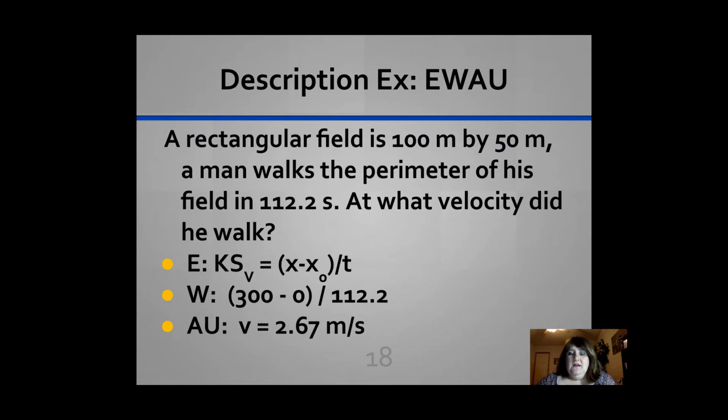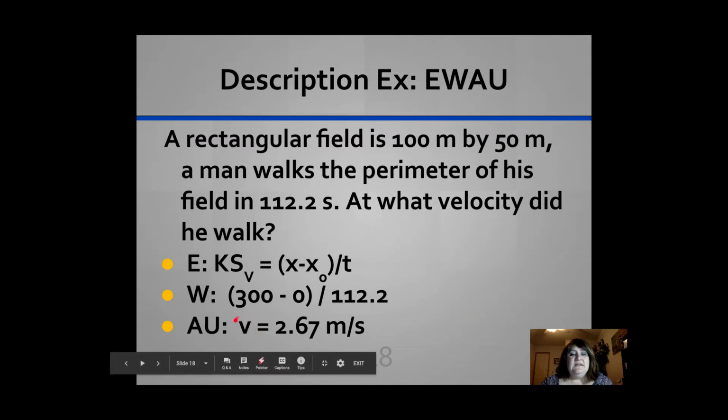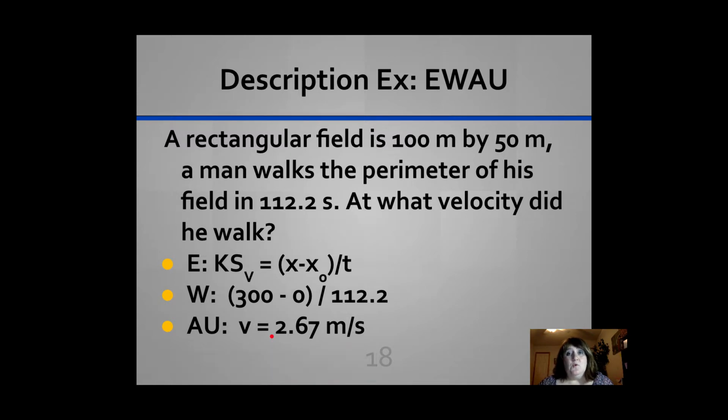So the first thing we had was a written problem, so we did a TUV chart. Then we actually get to solve the problem using our rewrite of kinematic simple for velocity, and we will do those today. Okay, substituting things in, that's called the work, and then you get the answer and the units. Notice I did on the answer put V equals to indicate what I was solving for.